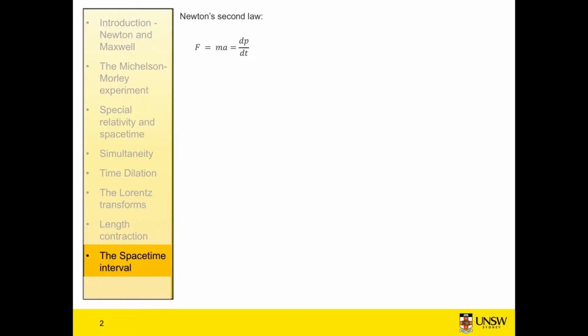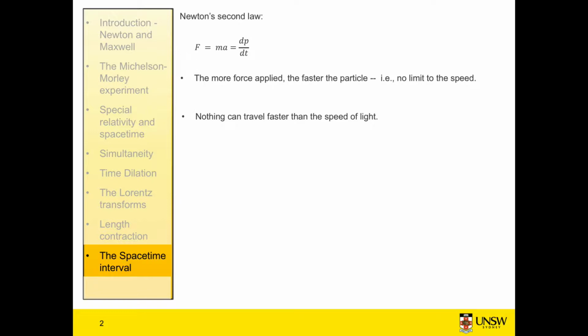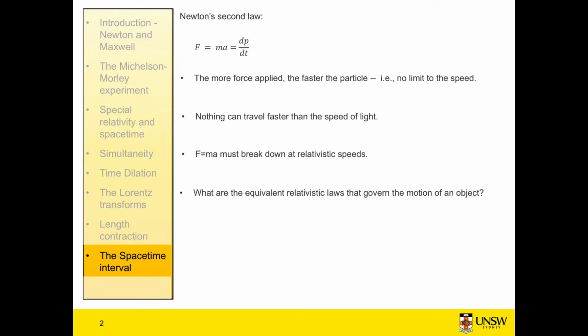Newton's second law says that F equals ma. What that implies is that the more force we can apply to a particle or an object, the faster we can get it to move. So there is no limit to the speed that we can get an object to move at. In principle we can have something moving with a velocity greater than the speed of light. We know that can't be, and so we can see that this equation F equals ma must break down at relativistic conditions. So what we need are some equivalent fundamental laws of motion that also hold at relativistic speeds.